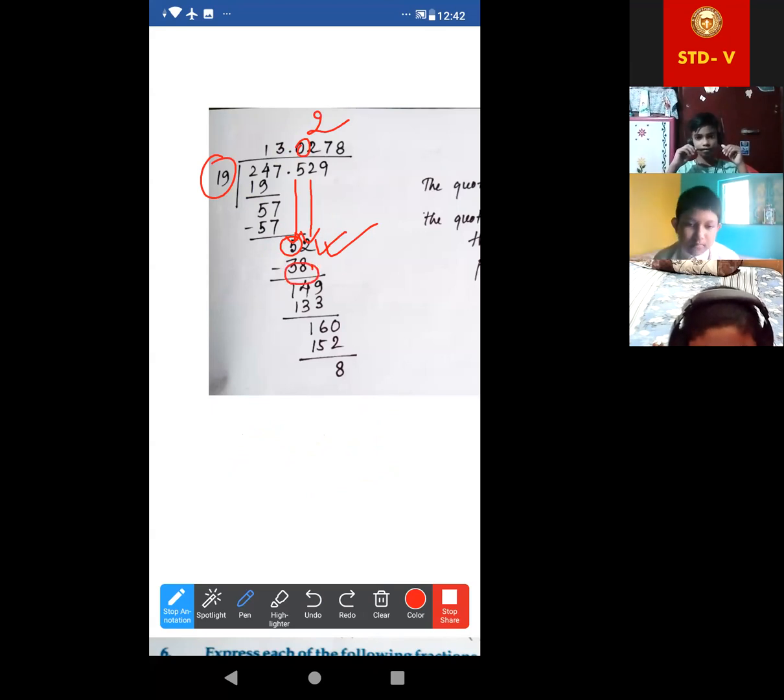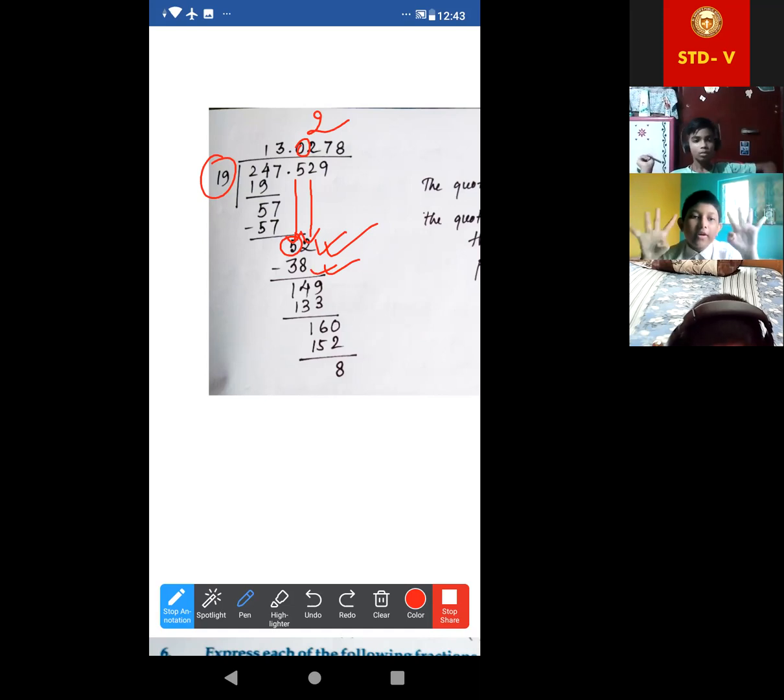Now do the subtraction. 38, it will be 14. Yes. Okay. Now 14 is less than 19, so this 9 will again come. Yes, Tom. Now by which number?